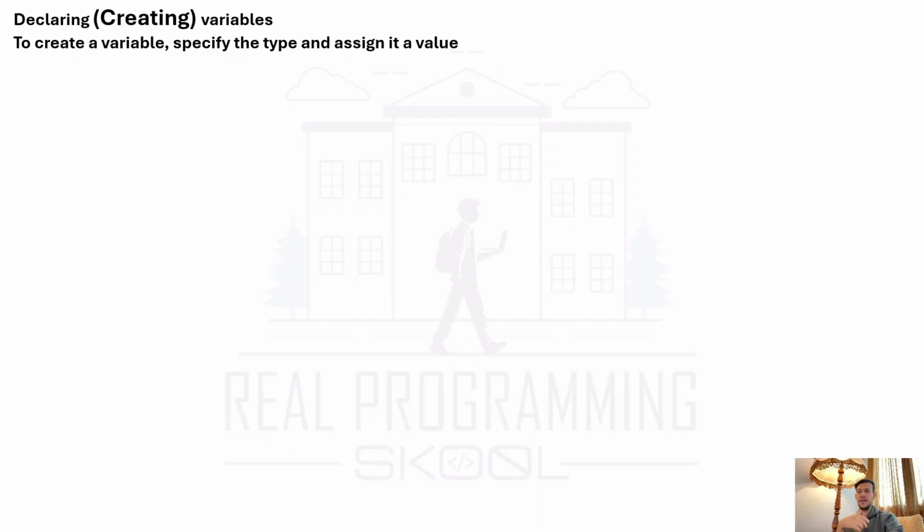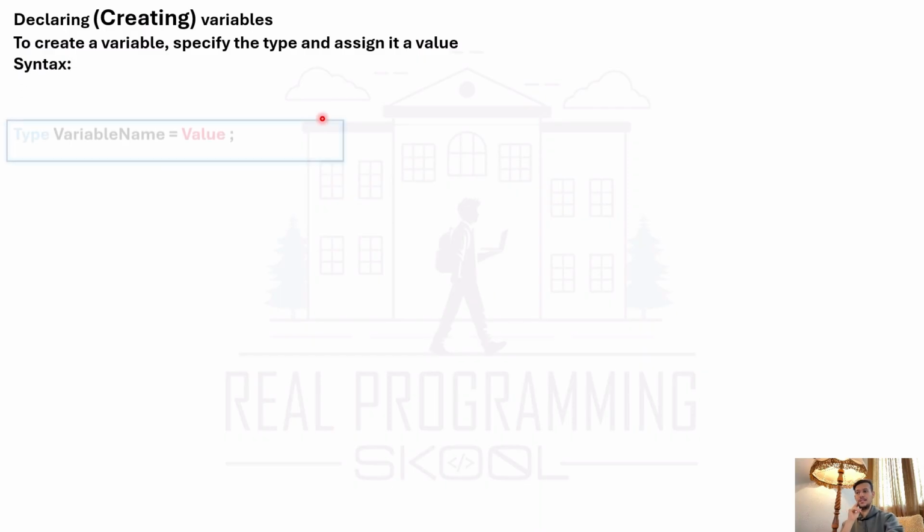All right, to create a variable, specify the type and assign it a value. Exactly, if you want to create a variable, you should specify the type, what kind of data type you will use. As we said, if I want my variable to hold a number, the data type will be integer. If I want my variable to hold a string, my data type will be string. If I want my variable to store 0 or 1, the data type will be boolean.